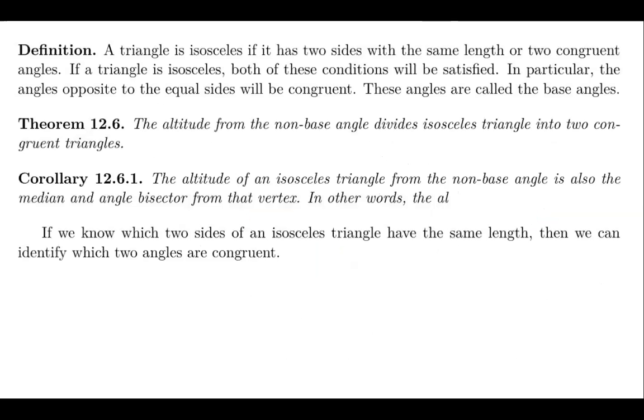So kind of segueing into equilateral triangles and isosceles triangles. A triangle is isosceles if it has 2 sides with the same length, or if it has 2 congruent angles. So say this is an isosceles triangle here. These are the 2 base angles, and if they are the same, that means it's isosceles. And if these 2 sides are the same, it also means it's isosceles.